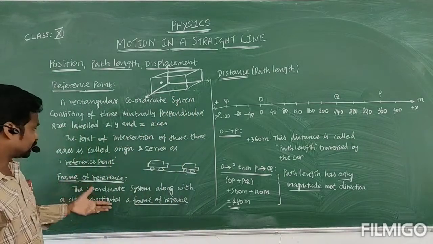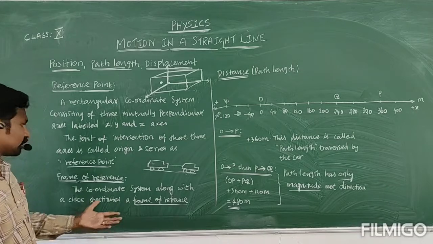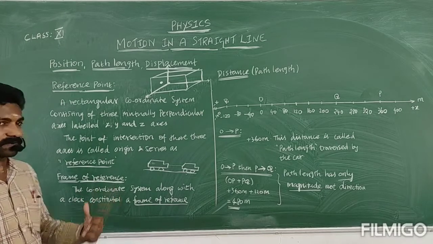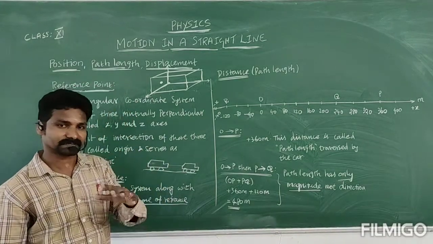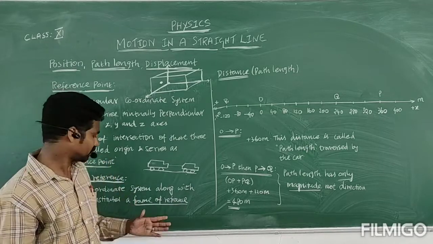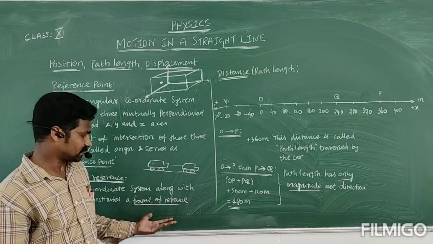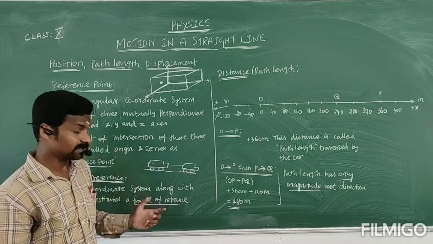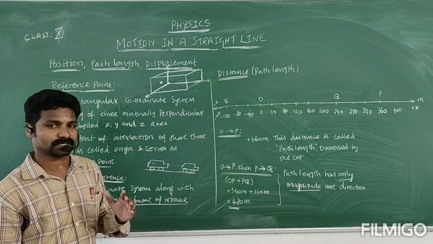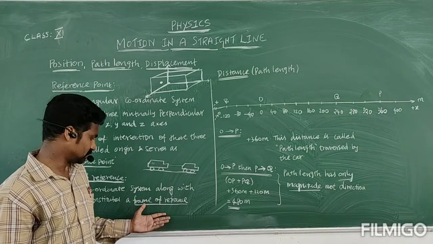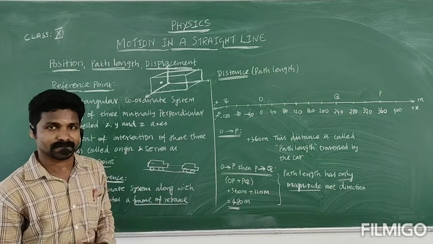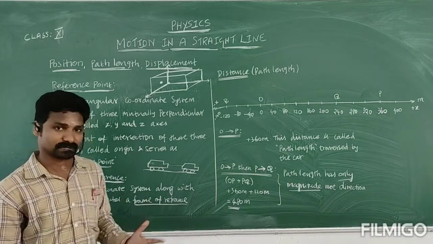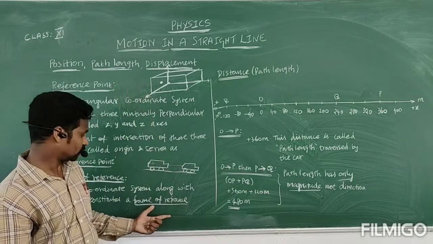The next one, the frame of reference. It is the same thing only. The coordinate system along with the clock constitutes the frame of reference. It will be mentioned with the time factor. The frame of reference is mostly studied in the theory of relativity. We use this word familiarly, even in the study of relativity. In motion in a straight line, we frequently use this word.